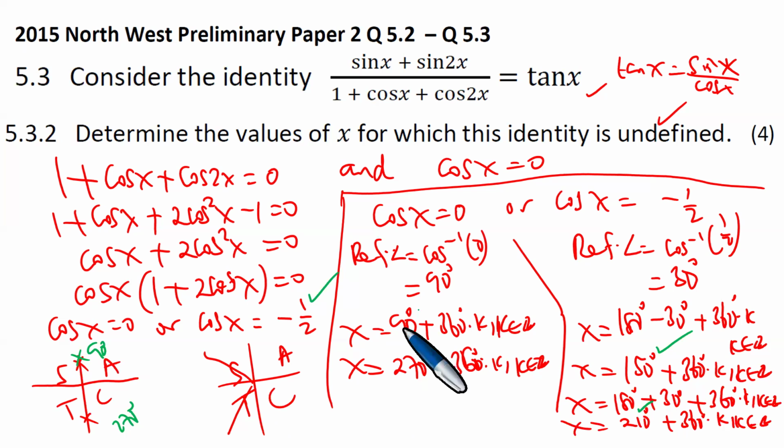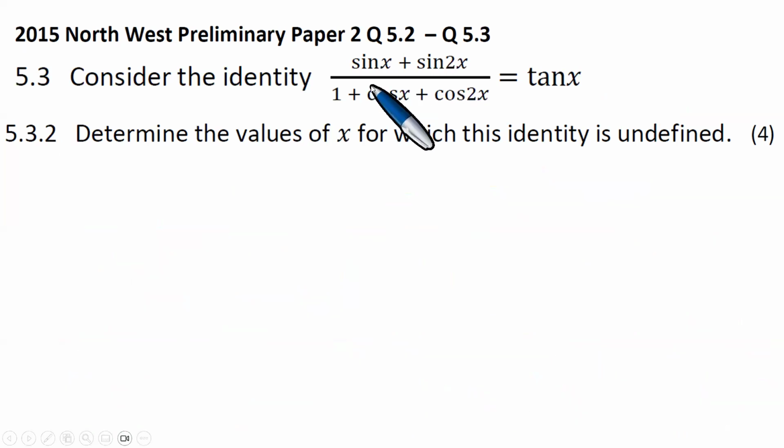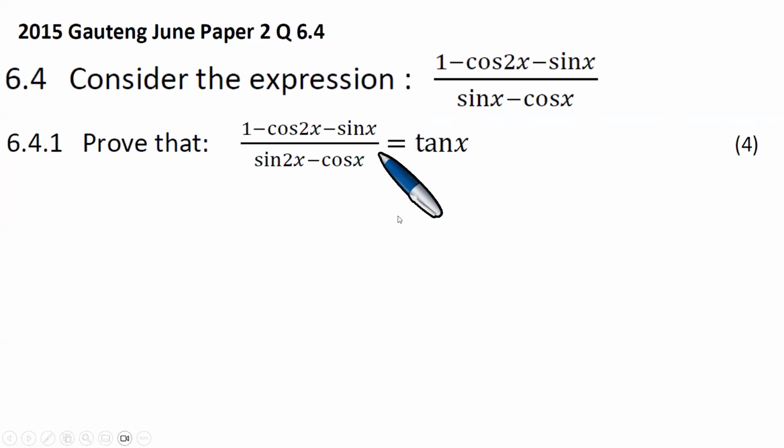And these two answers are at 90 and 270. Any question? Anything to add, remove, or subtract? No question. All right, good. Thanks. Now we move on.